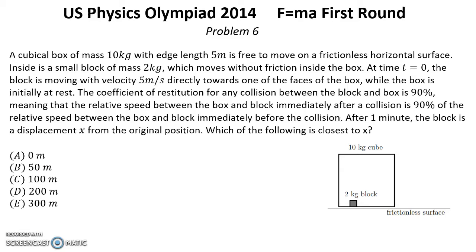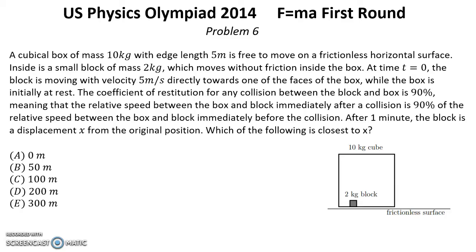Problem number 6. A cubical box of mass 10 kg with edge length 5 meters is free to move on a frictionless horizontal surface. Inside is a small box of mass 2 kg, which moves without friction inside the box. At time t equals 0, the block is moving with a velocity 5 meters per second directly towards one of the faces of the box, while the box is initially at rest.